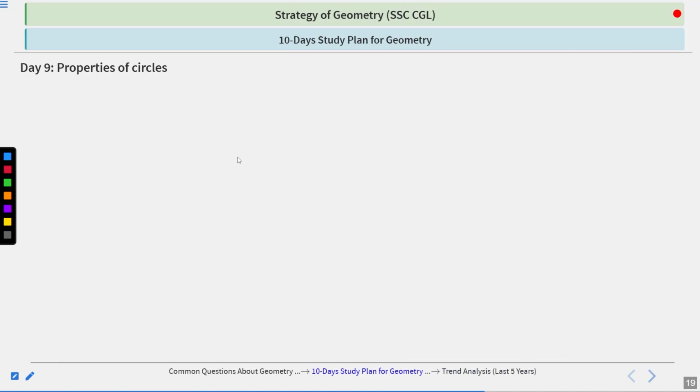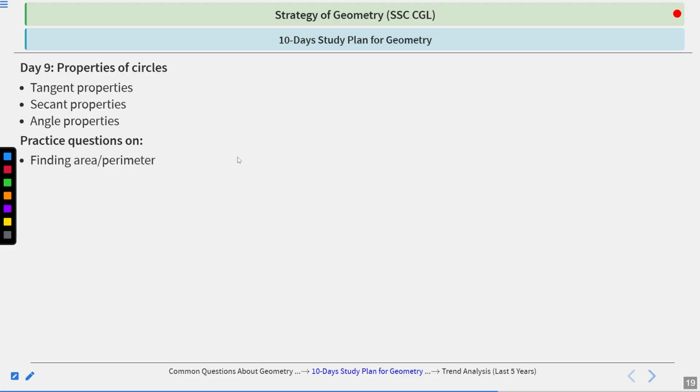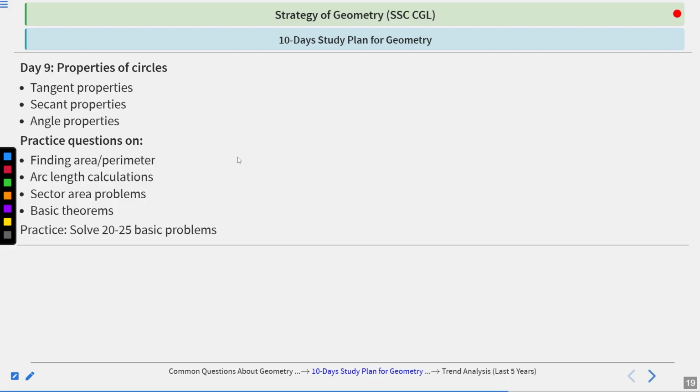On day 9, properties of circle. So, tangent properties, secant properties, angle properties, practice questions on finding area and perimeter related to circle, arc length calculation, sector area problems, basic theorems related to circle, and try to solve minimum 20 to 25 basic problems.